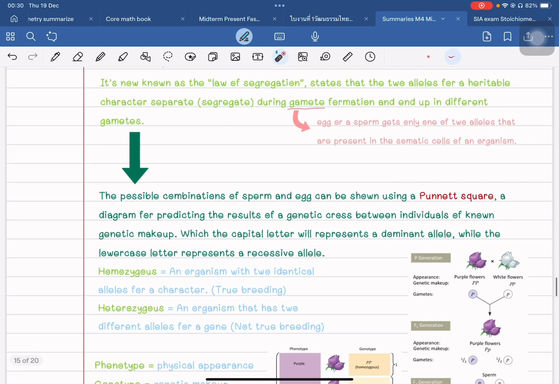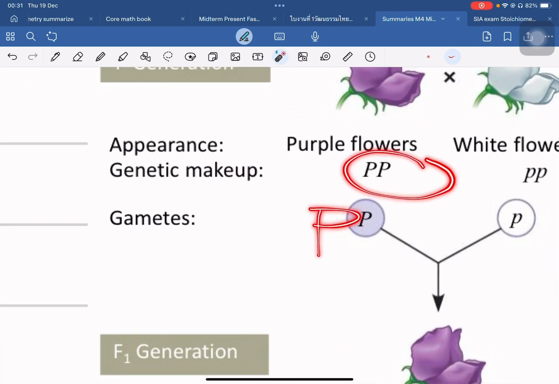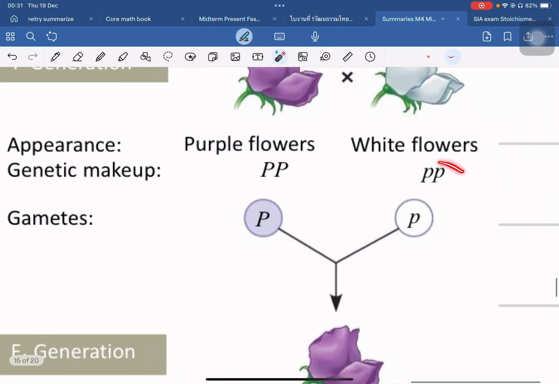The possible combinations of sperm and egg can be shown using the Punnett square, a diagram for predicting the result of a genetic cross between individuals of known genetic makeup, where capital letters represent the dominant alleles, while lowercase letters represent the recessive alleles. For example, here, purple with the capital P acts as the dominant, while the lowercase p acts as the recessive, which is the white one.